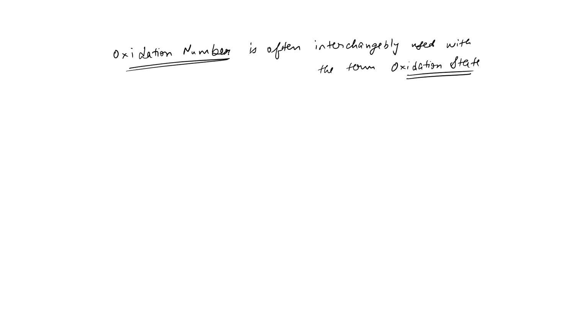First of all, just to clarify, just keep this in mind: the oxidation number and oxidation state are the same thing, people just use them interchangeably. Oxidation number means the same, oxidation state means the same. Now, we will discuss what the oxidation number is and how to calculate it.